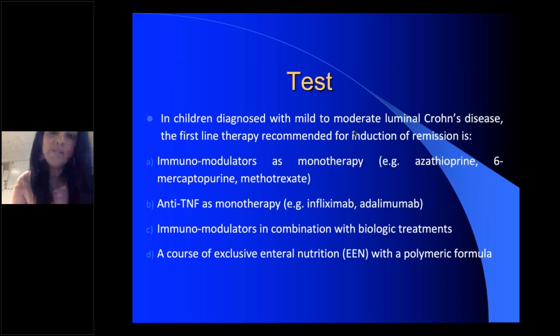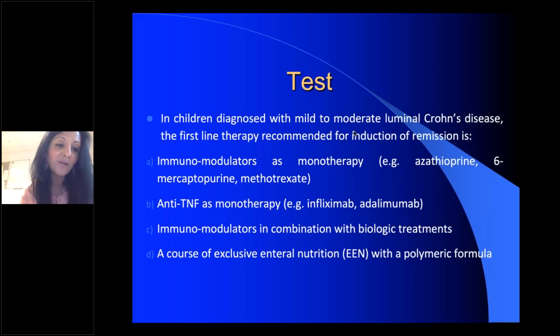Okay, and now just a few test slides. These are very quick, short answers, much less complicated than my cases. So testing you: in children diagnosed with mild to moderate luminal Crohn's, first-line therapy for induction of remission is, and I think you should all get this. So we've gone through this, and this is just a summary test to tell you first-line therapy for Crohn's disease is always exclusive enteral nutrition with a polymeric diet.